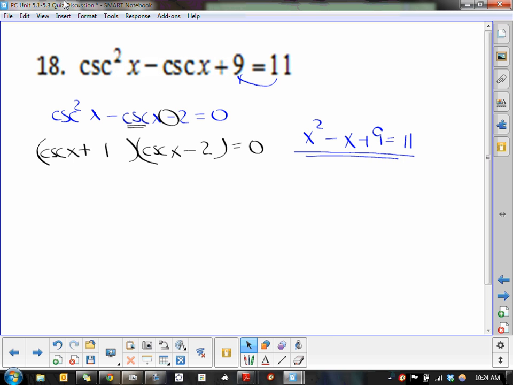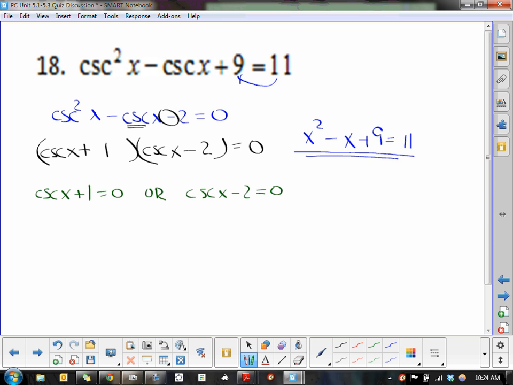Okay, at this point, we apply our zero factor theorem. Either the cosecant of x plus 1 equals 0, or the cosecant of x minus 2 has to equal 0. According to our zero factor theorem, if we've got two numbers that are multiplied together and the answer is 0, one of those two factors must be 0. So I'm going to solve this one. Now it's linear in terms of cosecant, so the cosecant of x equals a negative 1, which means the angle we're looking for has a cosecant value of a negative 1.